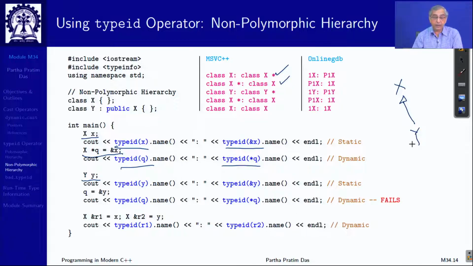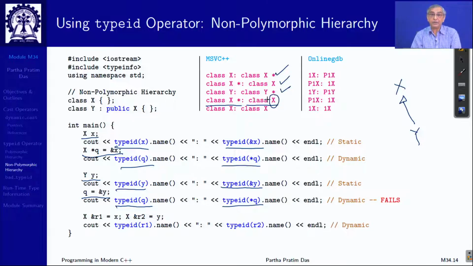So, this is a hierarchy, but it is not polymorphic. The y object, I do this, I get class y. I do an upcast of the y object to the pointer of x object. So, I have done an upcast and I try to do this. I get x star and I get x object.